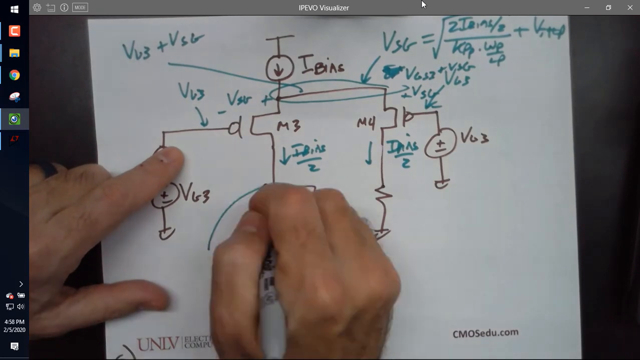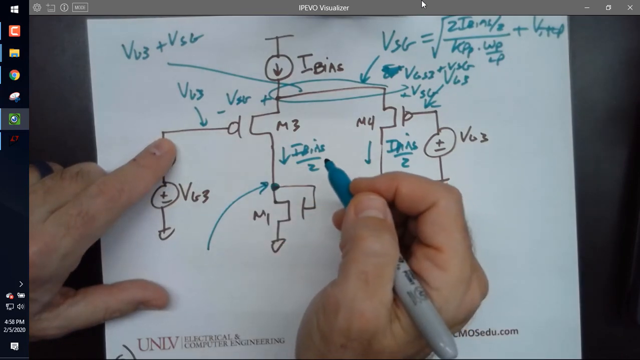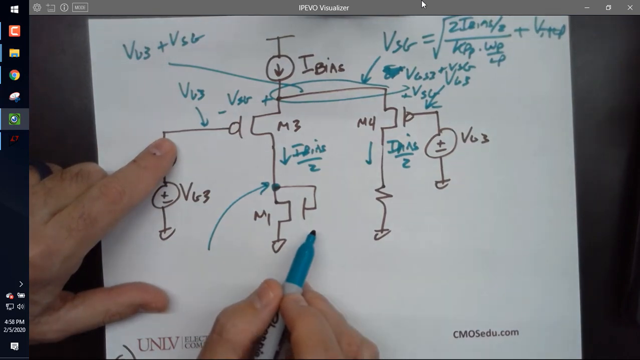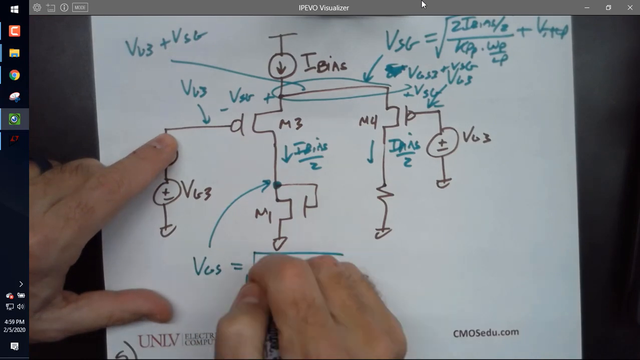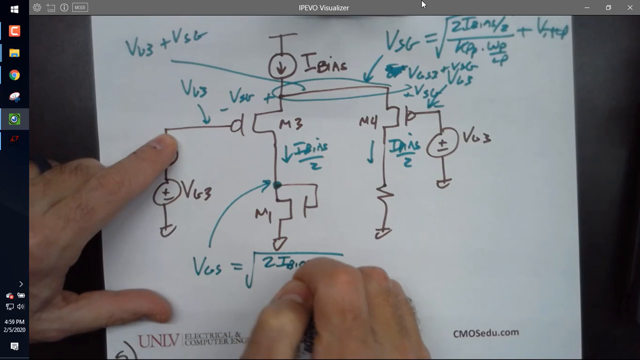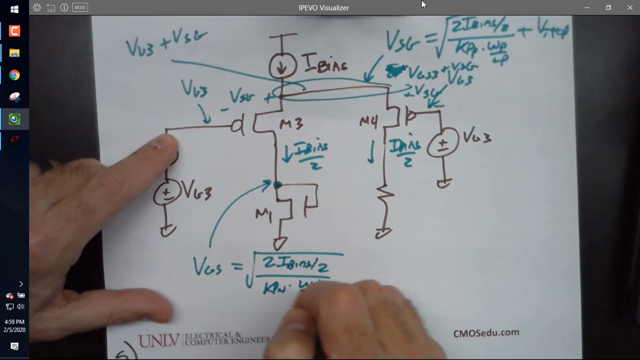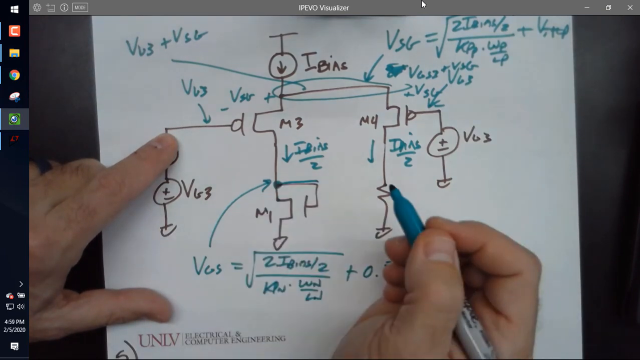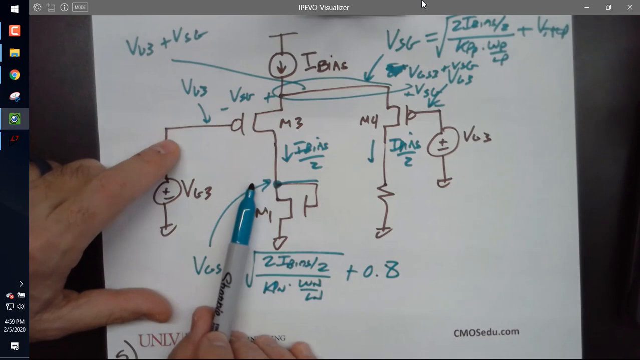Now tell me how to calculate this voltage. No, NMOS. VGS equals the square root of 2 I bias over 2 times Kp sub n times Wn over Ln plus 0.8. Do I need to add anything to that? No, that's directly VGS. That's this voltage. Looking good?